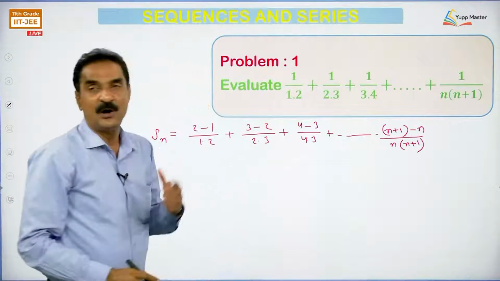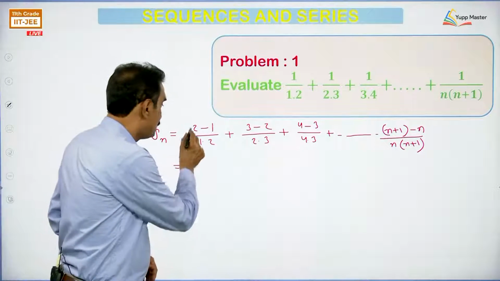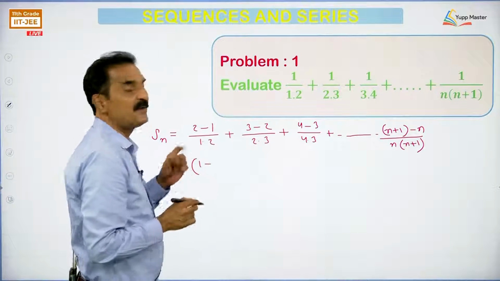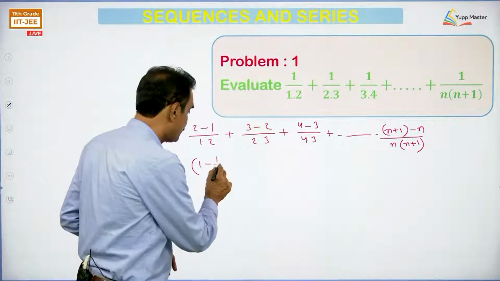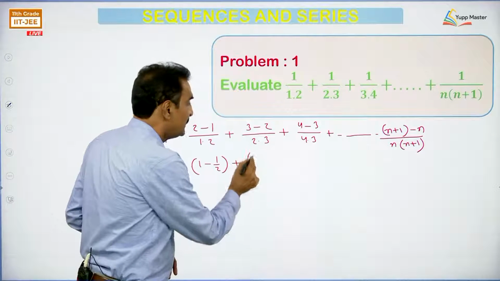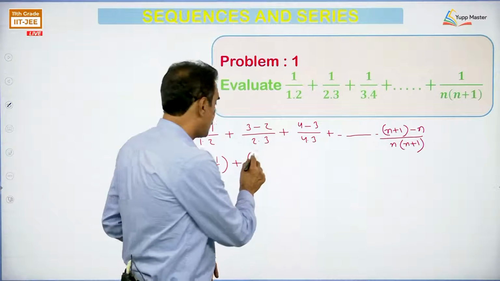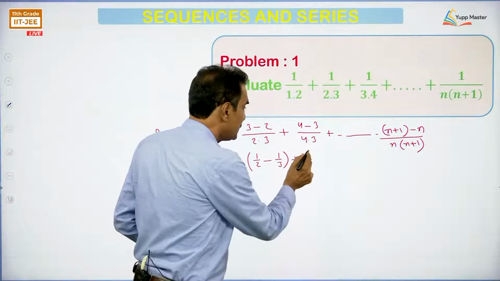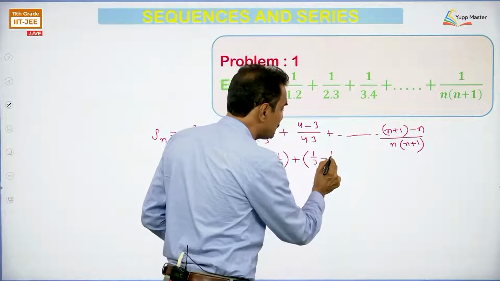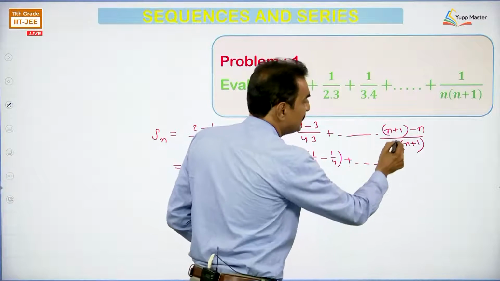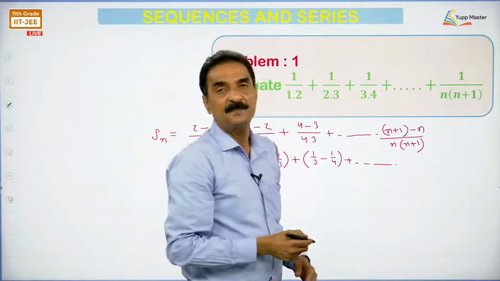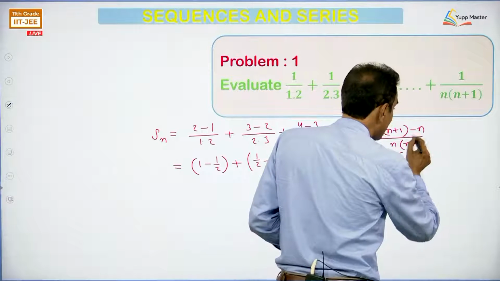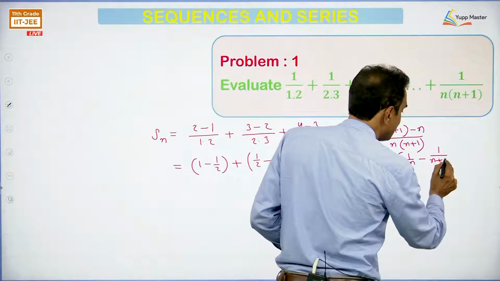Now, if you separate the denominators, 2 by 1 into 2 is 1, minus 1 by 1 into 2 is 1 by 2, plus 3 by 2 into 3 is 1 by 2, minus 2 by 2 into 3 is 1 by 3. Similarly, next term 1 by 3 minus 1 by 4 and so on. Last term will be n plus 1 by n into n plus 1 is 1 by n, minus n by n into n plus 1 is 1 by n plus 1.